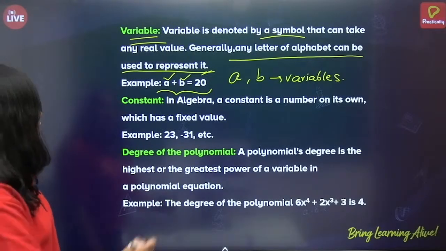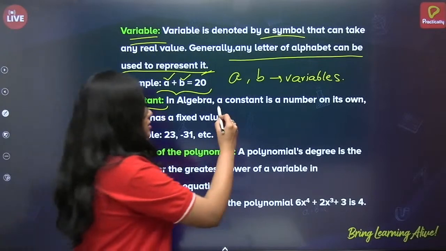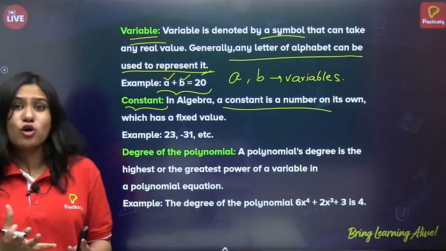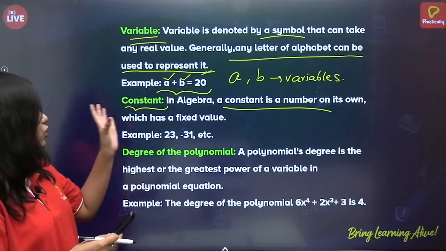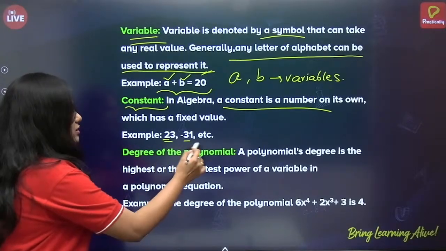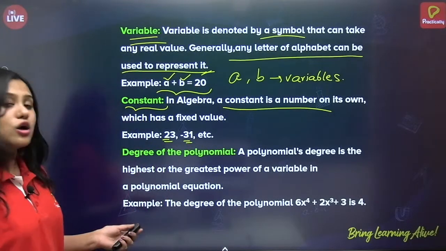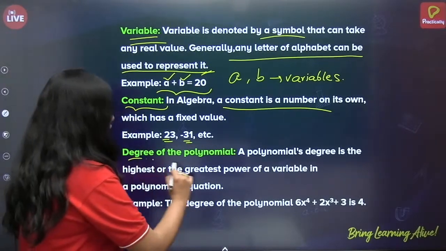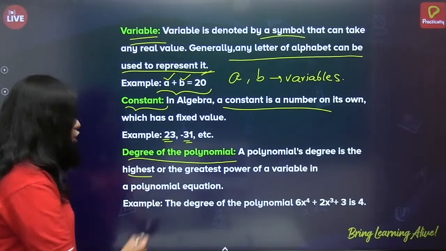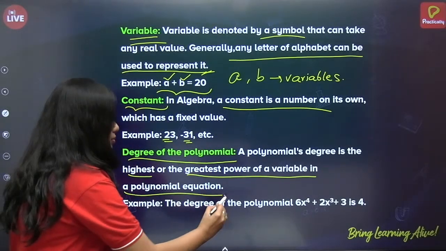Alright, next, constant. This is simple, right? In algebra, a constant is a number on its own. Nothing complex to understand. All the numbers 23, minus 31, 1000, 1500, minus 2000, all these are constants. Next, degree of the polynomial. A polynomial's degree is the highest or greatest power of a variable in a polynomial equation.